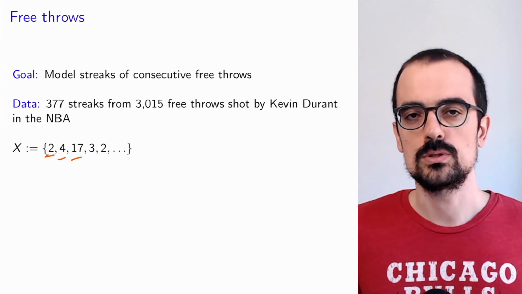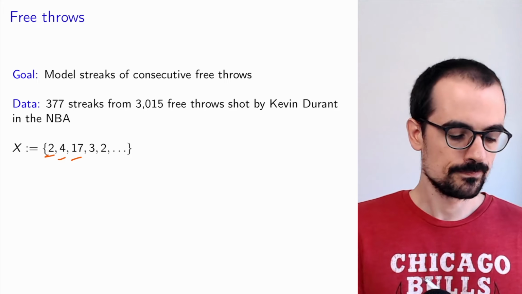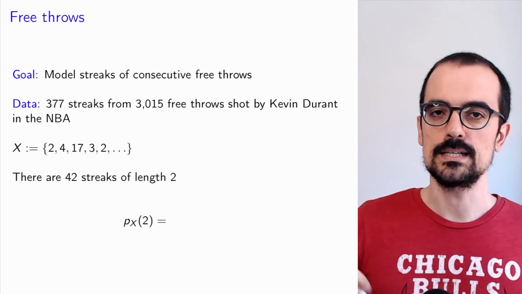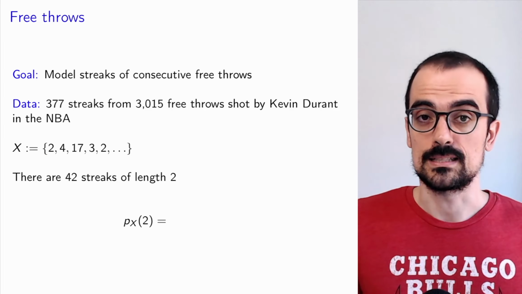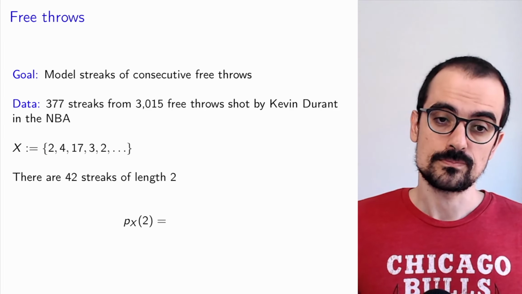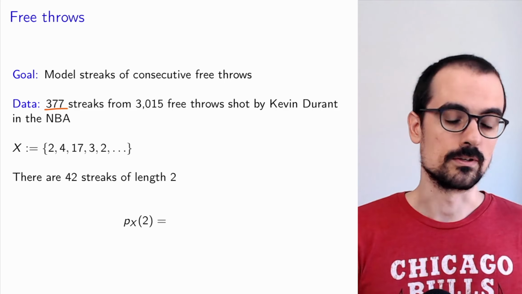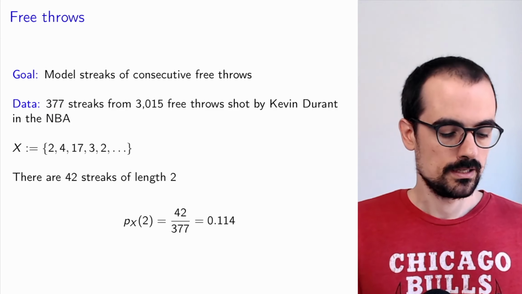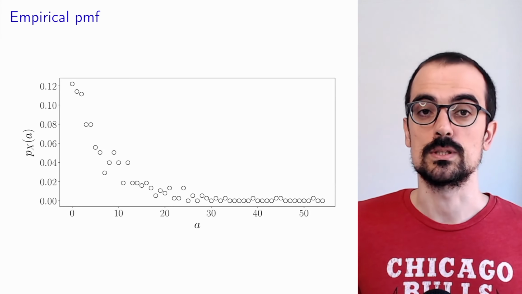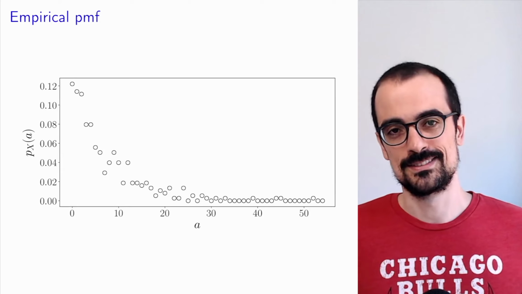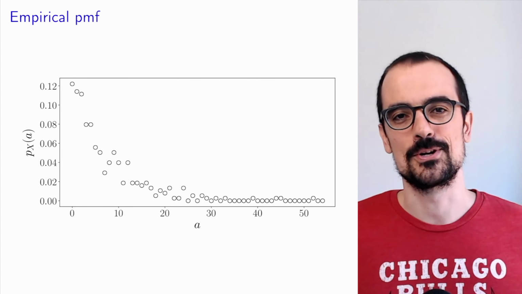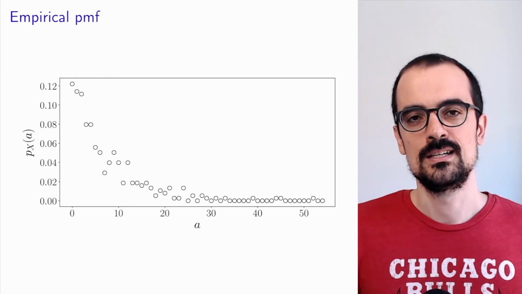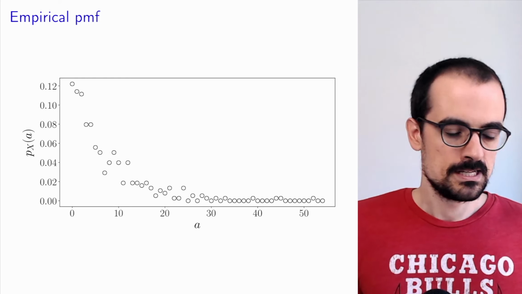How are we going to compute the empirical PMF of this data? Well, let's take an example. There are 42 streaks of length 2 in the data set. What is the probability that a streak is going to have length 2? 42 divided by the total number of streaks. As simple as that. That's the empirical PMF. If we plot it, this is what it looks like. But now you have to ask yourself, how good is this empirical PMF? How does it capture the probability that Kevin Durant is actually going to shoot a streak of a certain length?